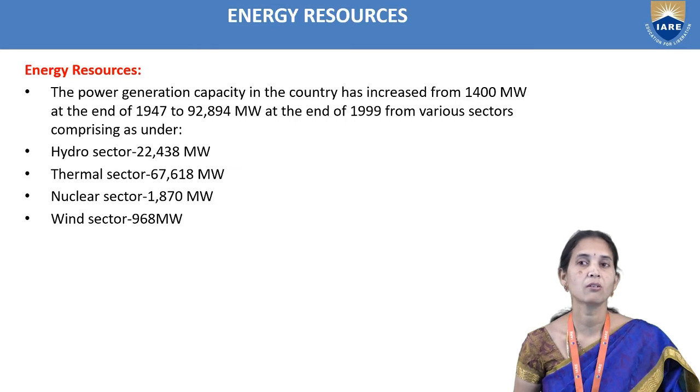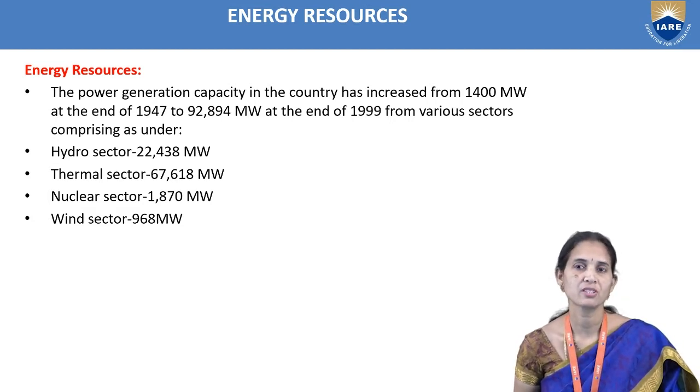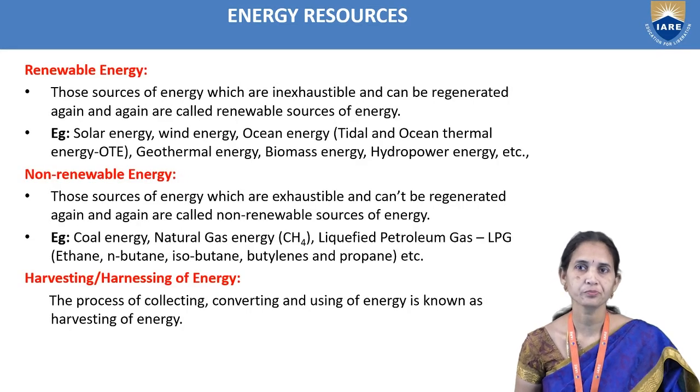This is according to the records we got in 1999, but we are now in 2021. So for 2021, we can estimate that we are getting more energy power, more energy production from the hydropower sector, thermal sector, nuclear sector and wind sector.